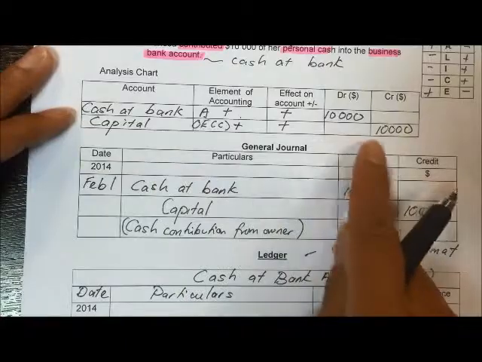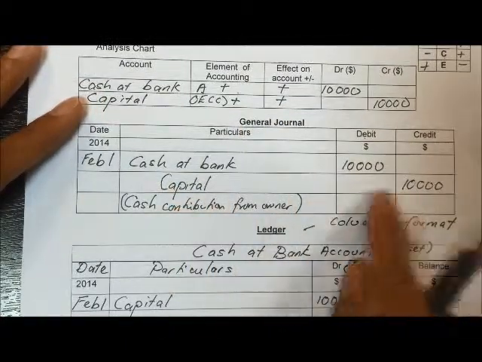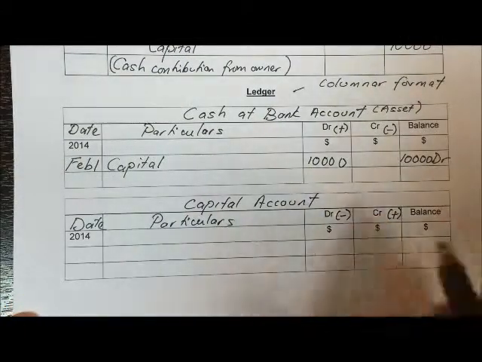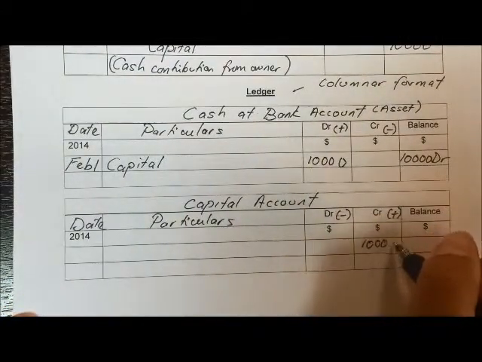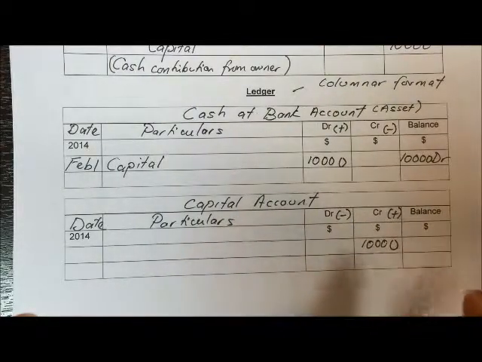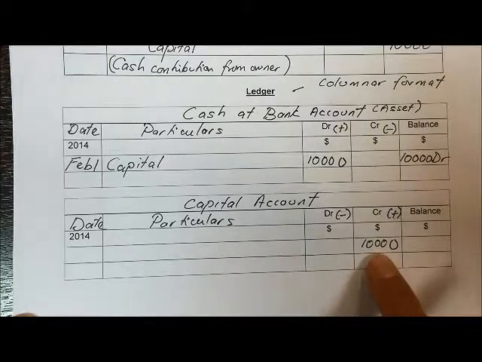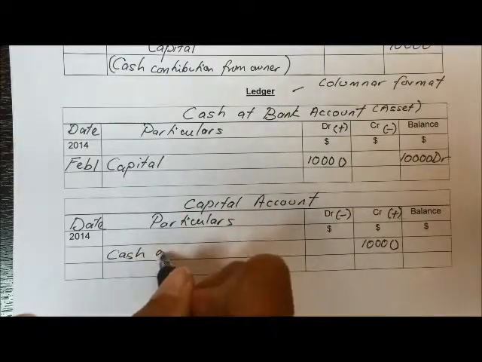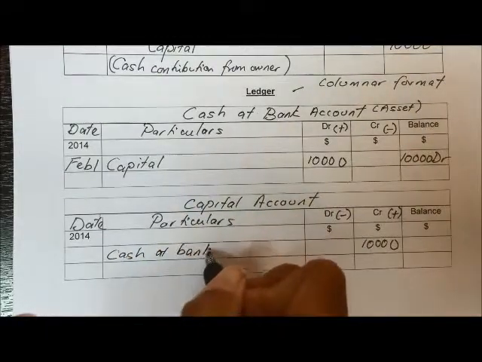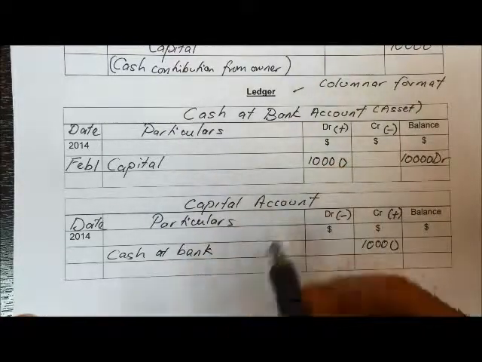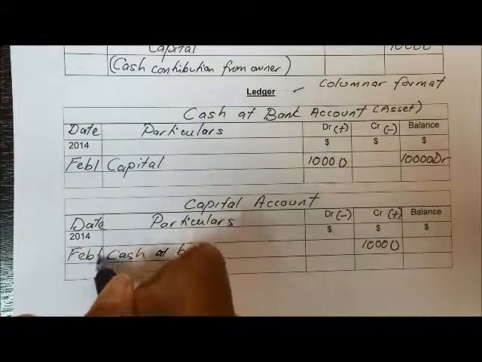Now let's look at the capital. We need to credit the capital account. We go to the credit column of the capital account and enter $10,000. The credit column in the capital account shows the amount contributed by Marisa, the owner. Then in the particulars column, we will write down cash at bank, which is the name of the account where the debit entry was posted to. Then don't forget your date.